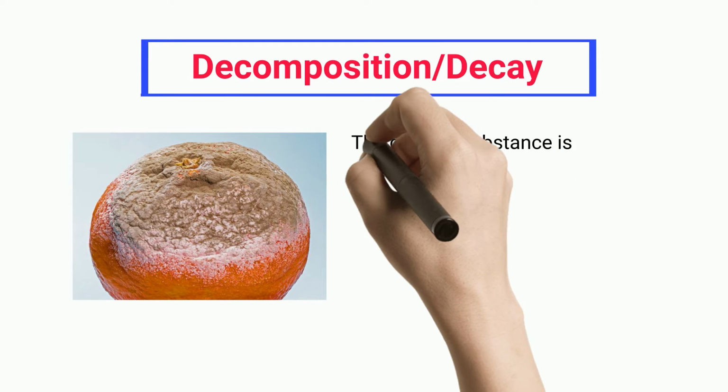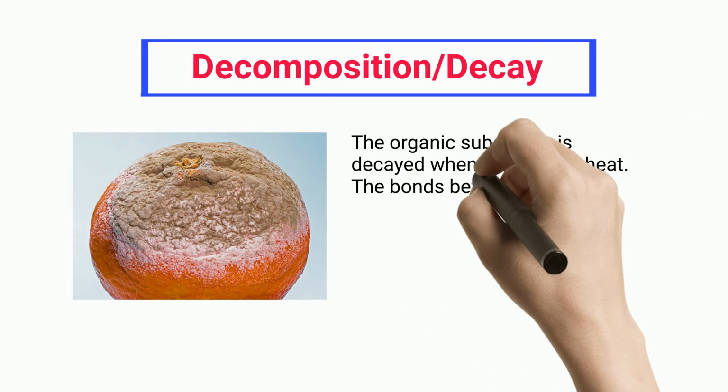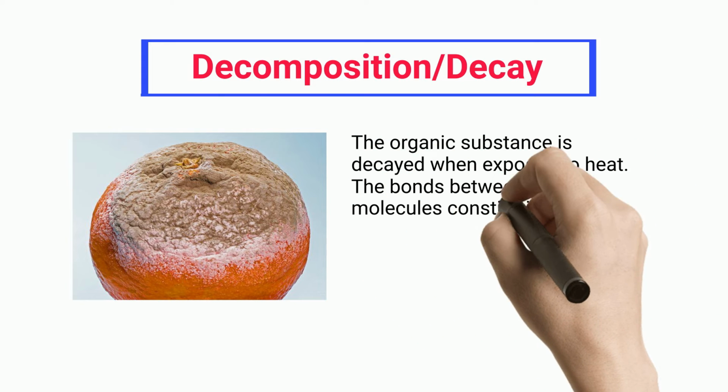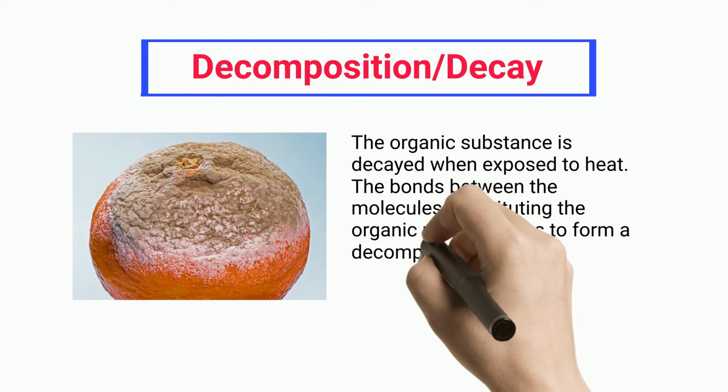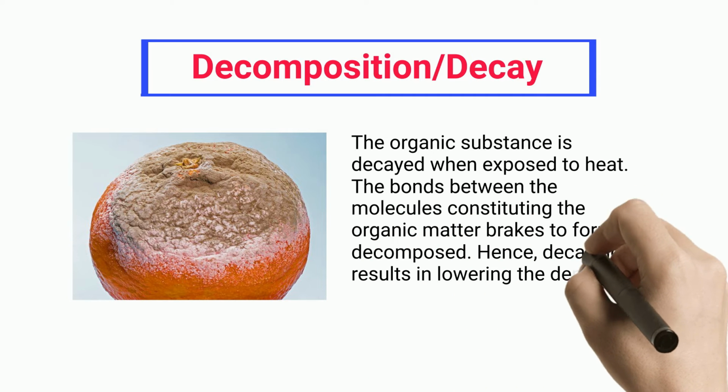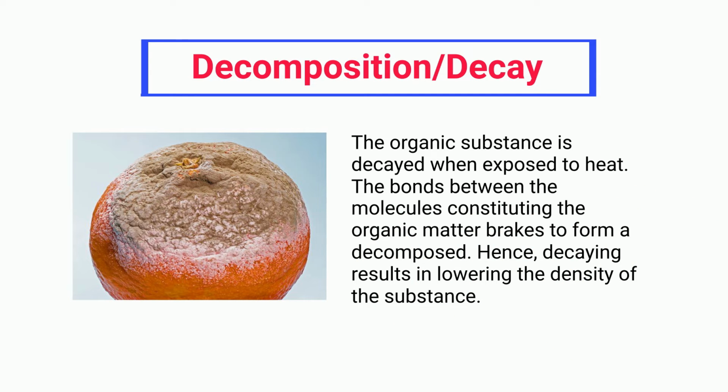Decomposition/decay. The organic substance is decayed when exposed to heat. The bonds between the molecules constituting the organic matter break to form a decomposed substance. Hence, decaying results in lowering the density of the substance.